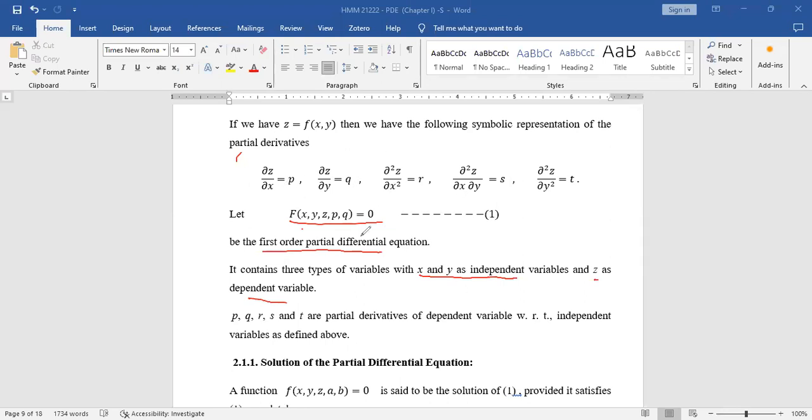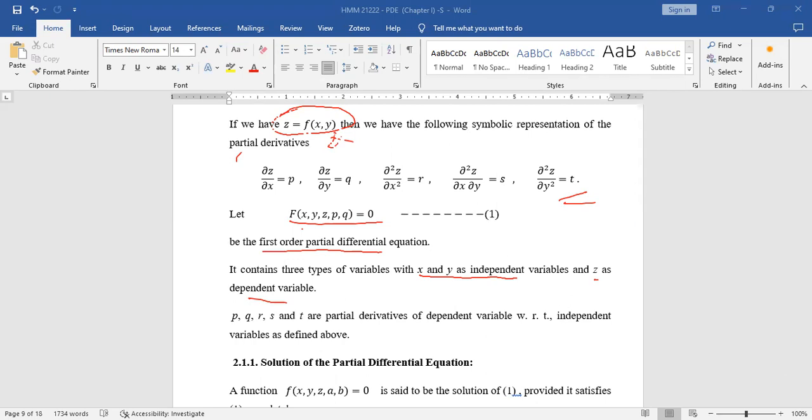So z we are taking as a function of x comma y. It is a dependent variable. Also you can see this p, q, r, s, t are the derivatives with respect to the independent variables as indicated above. So you can see ∂z/∂x equal to p, and so on for q, r, s, t. So keep these things in your mind. Okay. So this is how we're gonna form our partial differential equations.